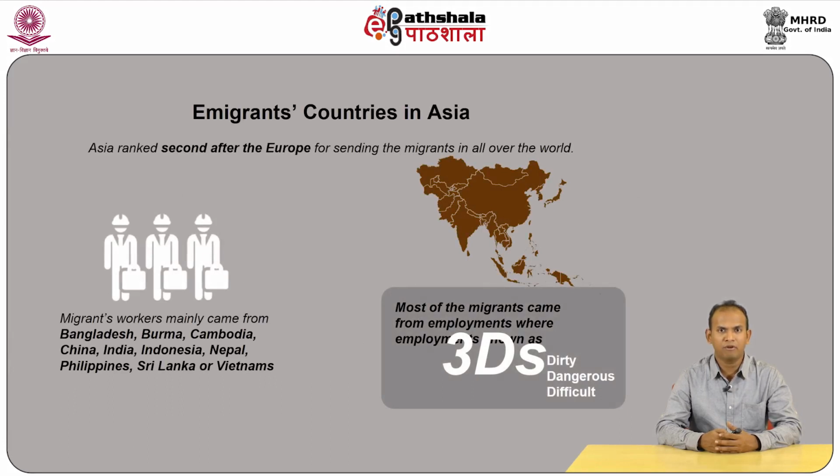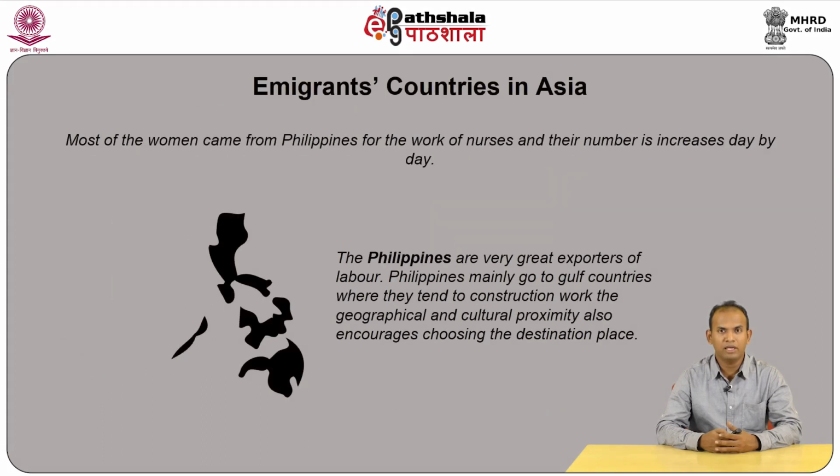Migrant workers mainly came from Bangladesh, Burma, Cambodia, China, India, Indonesia, Nepal, Philippines, Sri Lanka, and Vietnam. Most of the migrants came from employments known as 3Ds: dirty, dangerous, and difficult. Most of the women came from the Philippines for work as nurses, and their number is increasing day by day. The Philippines is a very great exporter of labor. Filipinos mainly go to Gulf countries where they tend to do construction work. Geographical and cultural proximity also encourages the choice of destination.